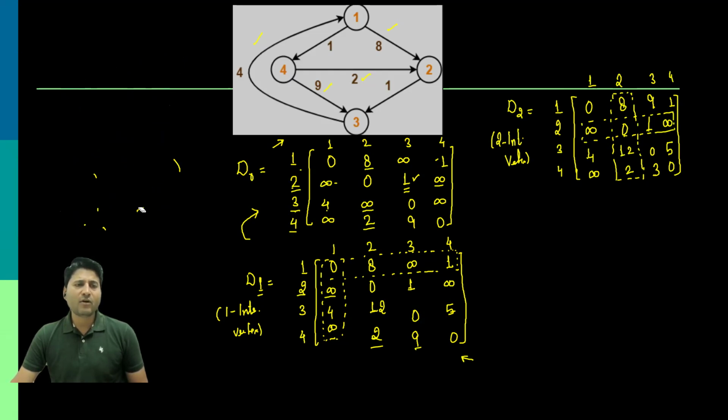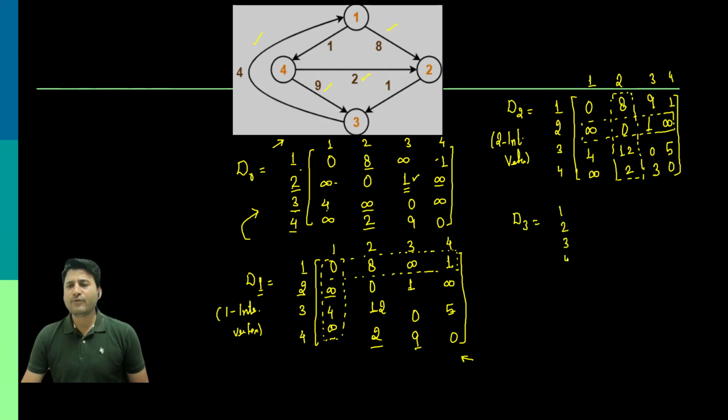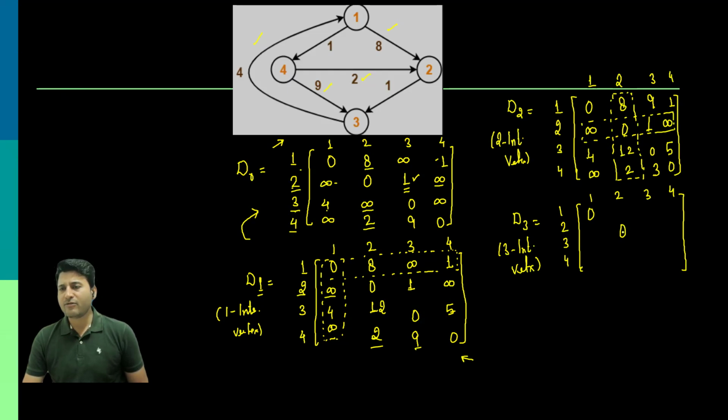First we'll write all the vertex names, which are 1, 2, 3, 4. Let me write it. So now we are on the matrix D3. In D3 it is 1, 2, 3, 4, and on that side the same thing, 1, 2, 3, 4. So what is the task? The task is to make 3 an intermediate vertex in every path. On the diagonal, obviously, they come out as 0.